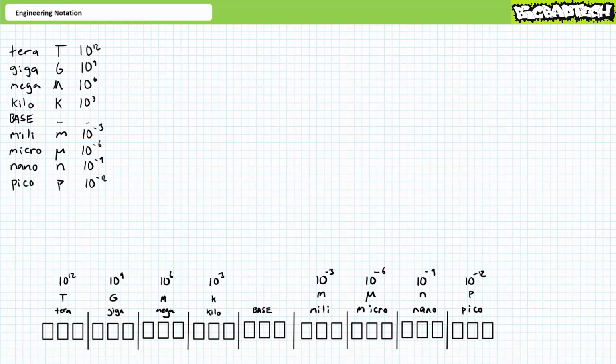Smaller numbers are similar, only they're on the right. Starting at the base unit, the decimal place is here. The next smaller prefix to the right is milli. The next smaller prefix to the right is micro.